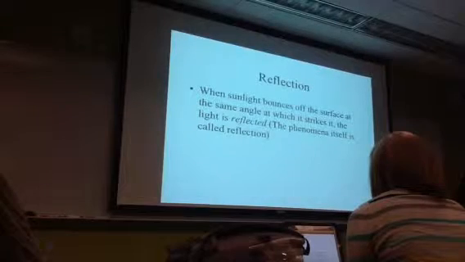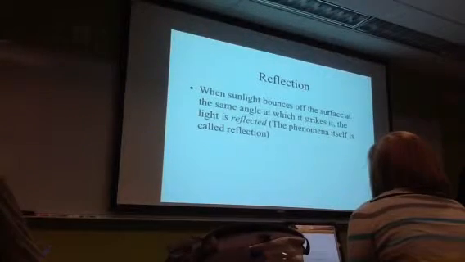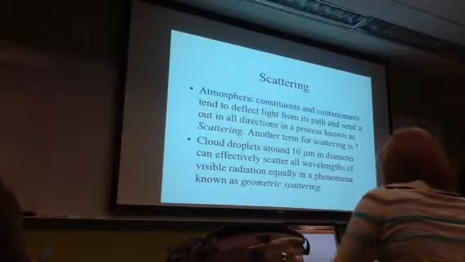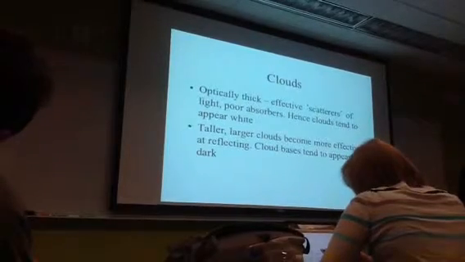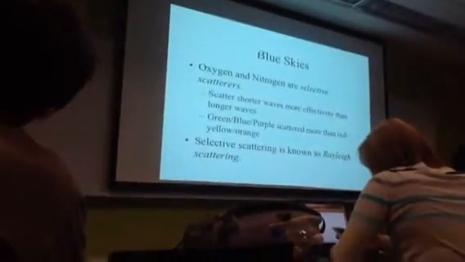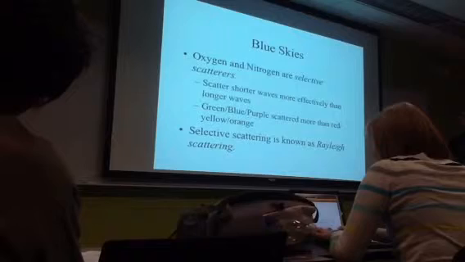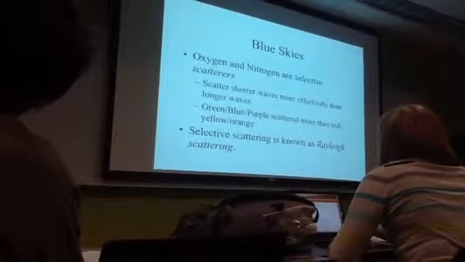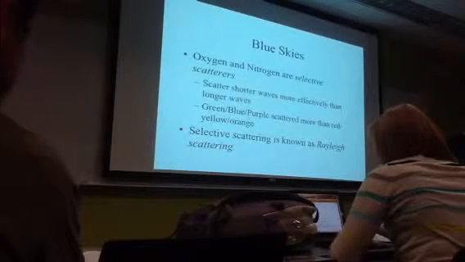So reflection: sunlight bounces off the surface at the same angle at which it strikes it, and the light is reflected. Scattering: it hits something and goes off in a different direction. That's enough. Blue skies, know why the sky's blue. Be able to describe why at sunset the sky starts turning more orange.